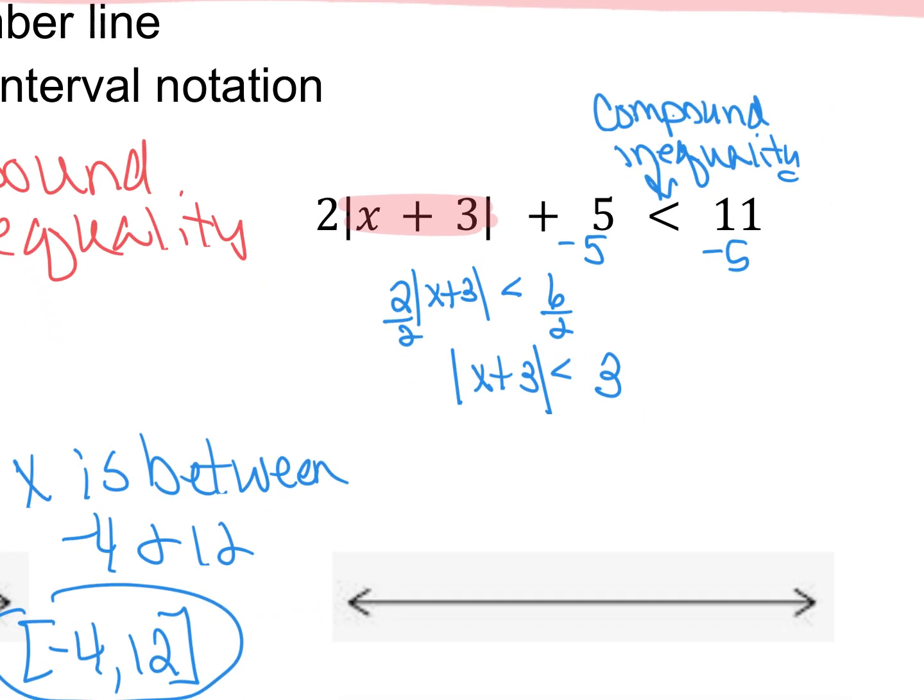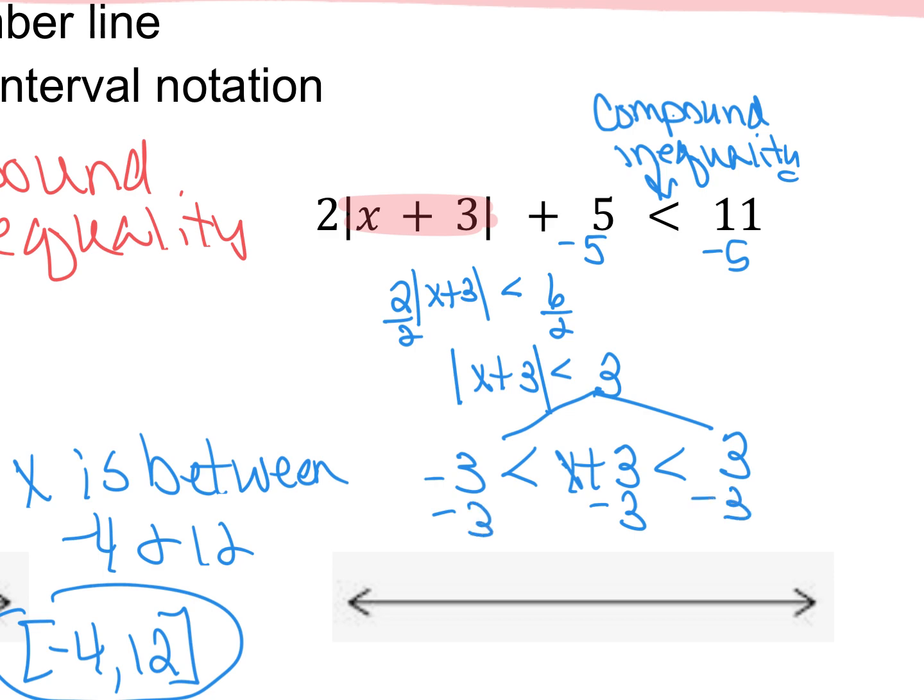We are going to write it as a compound inequality. So x plus 3 is going to be in the middle. Both of our symbols are less than. They are both pointing in the same direction. The negative value goes on the left, and the positive value goes on the right. And then we have to make sure whatever we do to one part, we do to all of them. So we're going to have -6 is less than x is less than 0. So there's our compound inequality.